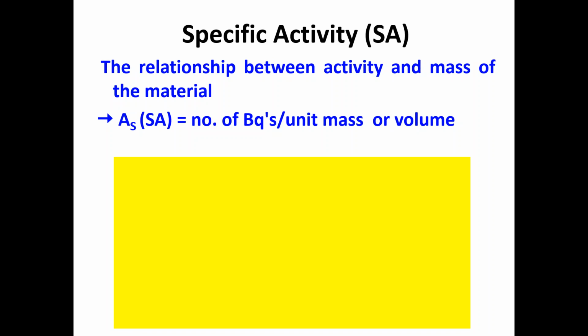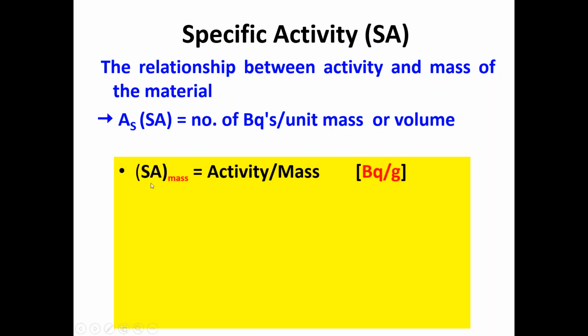Specific activity: what is meant by specific activity? The relation between the activity and the mass of the material is basically called the specific activity. You can say that specific activity is given by the number of becquerels divided by the unit mass or the volume. So this is the definition for the specific activity.